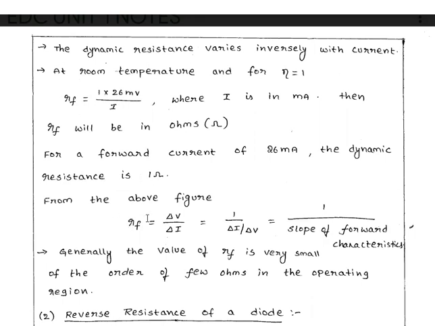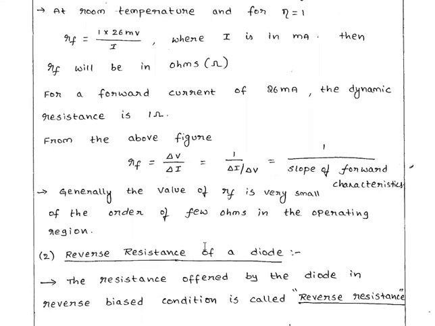So Rf is equal to delta V by delta I, that is 1 by delta I by delta V. That is the reciprocal of the slope of the forward characteristics. The general value of Rf is very small, of the order of a few ohms in the operating region.